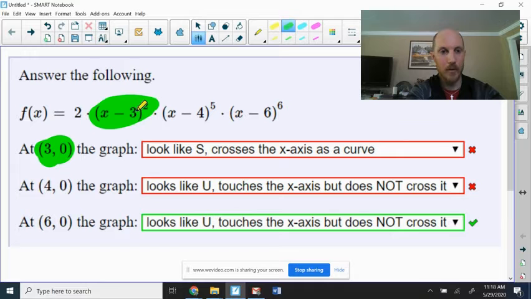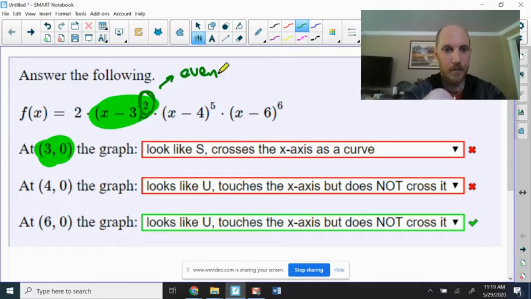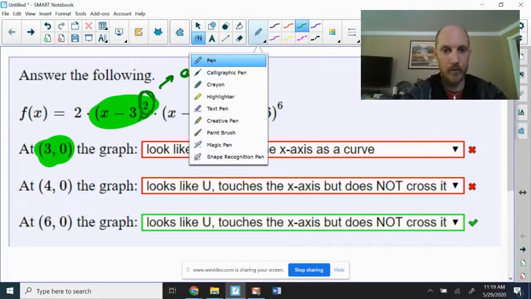3 minus 3 would give us 0, right? And so in order to determine what shape the graph is going to make, we need to look at the multiplicity of that factor. So the multiplicity is 2, which is an even number. And we're going to look at some graphs here in a minute.